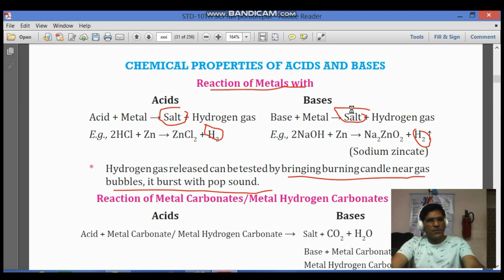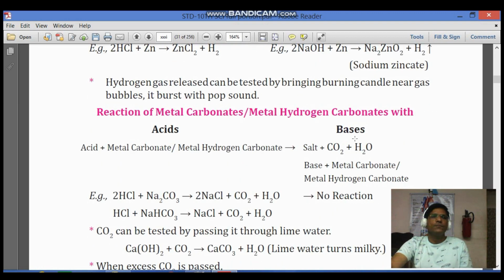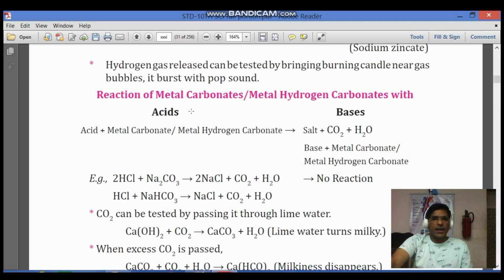Clear? So in our textbook the same reactions are there. Now, reactions of metal carbonate and metal hydrogen carbonate with acid. First of all, what is the meaning of metal carbonate? Carbonate means CO3. When CO3 is there, it is called carbonate. Metal means sodium, potassium. You can write it. So that is a metal salt, but with carbonate. When it is hydrogen carbonate, it is HCO3.